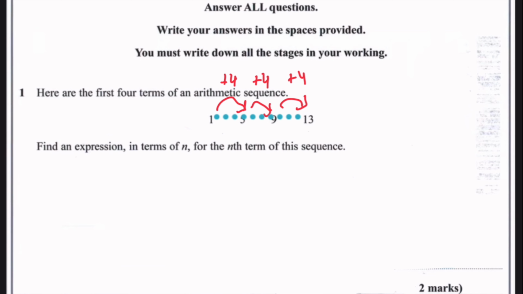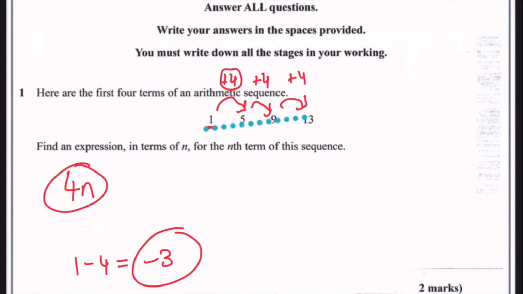So from this we multiply the first difference by n, we get 4n. And then we do the first term minus the first difference. So the first term is 1, and the first difference is 4. So 1 minus 4 gives us minus 3. And then we add these two bits together. We get 4n minus 3 for 2 marks.